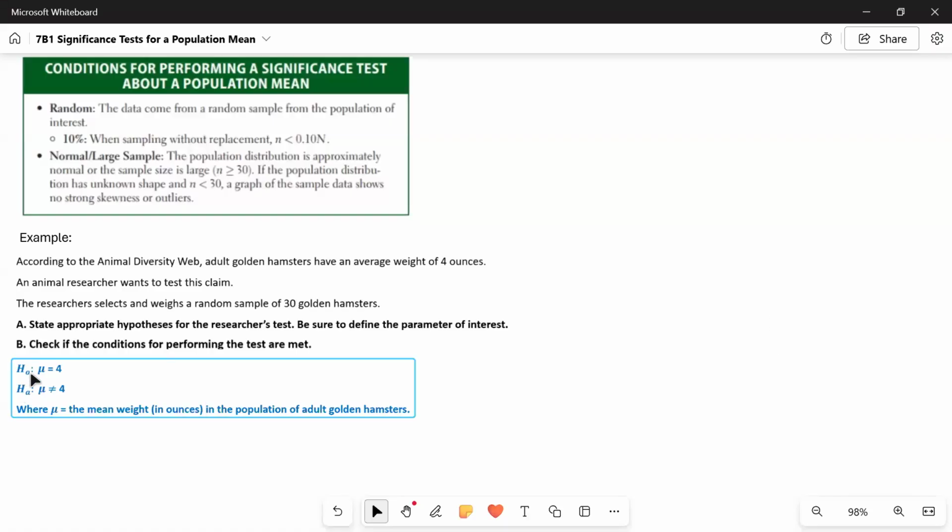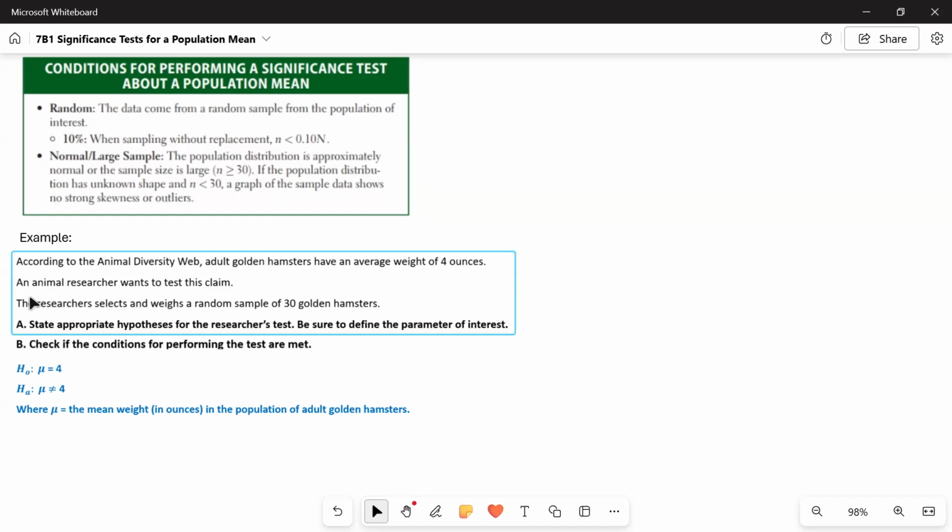So we have the null is mu is equal to 4, and the alternative is mu is different than 4, or not equal to 4. So the parameter of interest, where mu equals the mean weight in ounces in the population of adult golden hamsters. Now, the way the problem was worded, there was no direction in the difference or the claim. So it just says an animal researcher wants to test this claim. So he's looking for any difference at all from 4. So this is going to be a two-sided test.